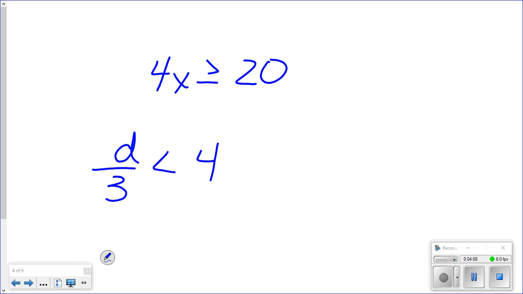Okay, first one, anybody want to give it a whirl? In inequality format, Mason, what is the answer? X is greater than or equal to 5. Correct. Good job. Anybody want to try with this one? Daily? D is less than 12. Yep, d is less than 12.